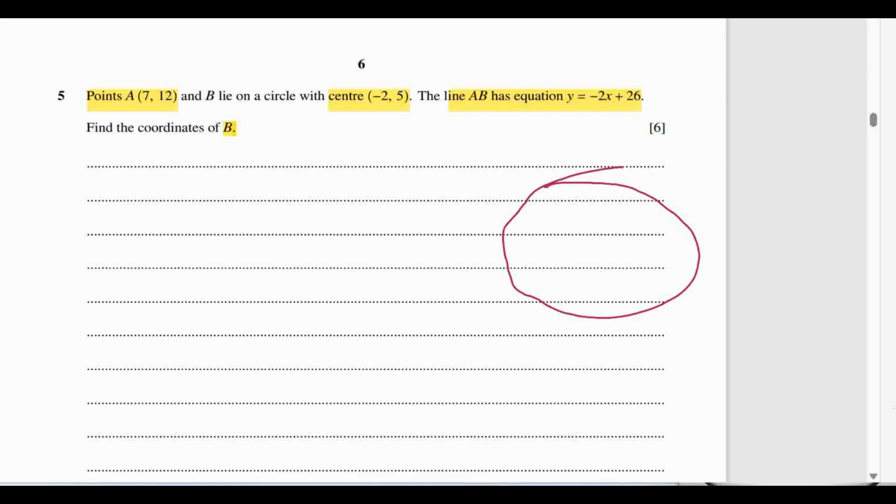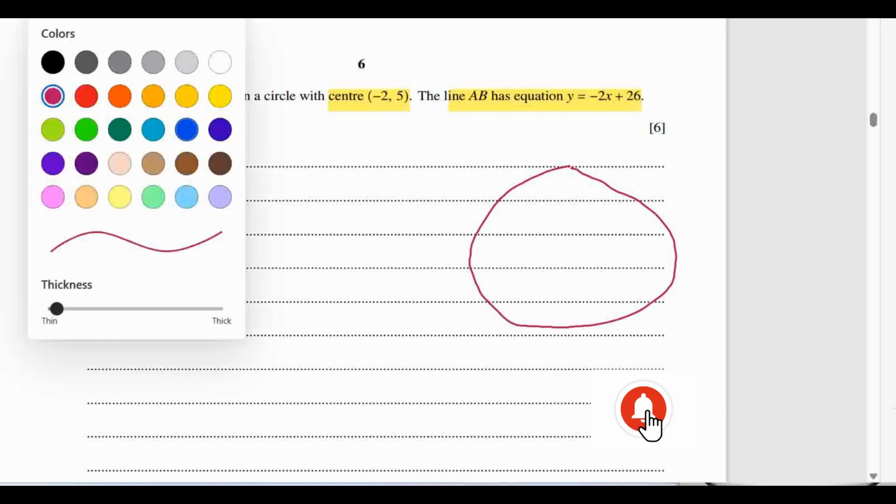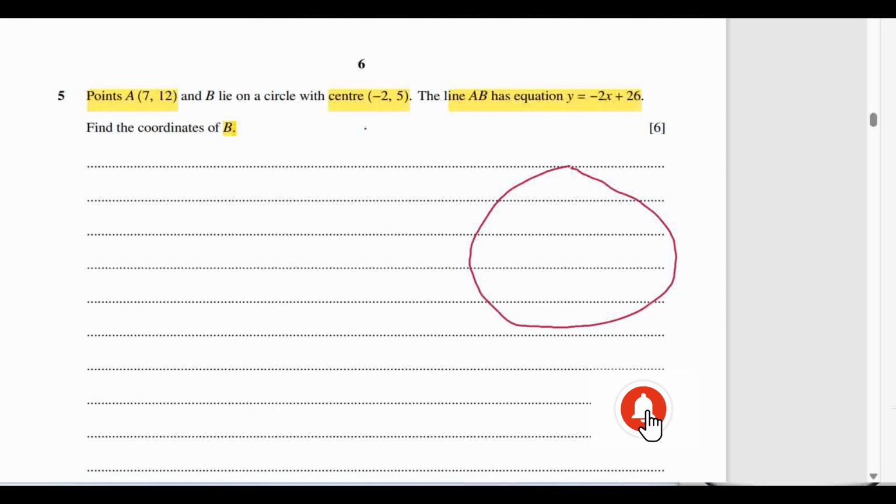This is somehow a circle. Okay, this portion is not required at all. Okay, this is somehow a circle. So now we can see that we have the line, point A and B lies on a circle.